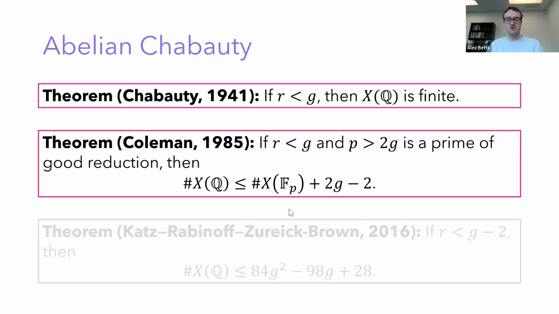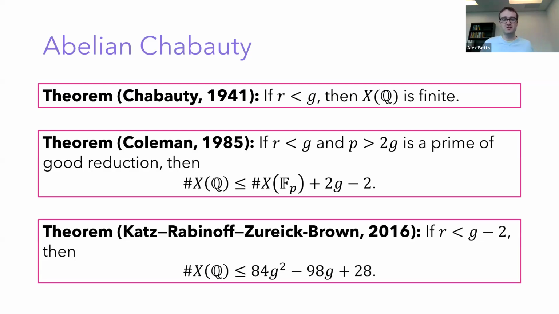And this bound is not really a uniform bound, in the sense that it depends on the number of F_p points, where p is, say, the smallest prime of good reduction. But some more recent work of Katz, Rabinoff, and Zureick-Brown shows that if you're prepared to strengthen your rank and genus inequality, you can in fact get a uniform bound which doesn't depend on p. So again, these are effective Mordell results, but they're coming from an entirely different source.